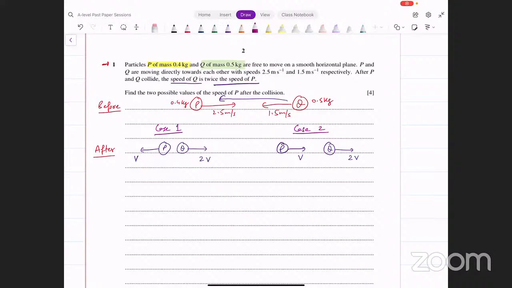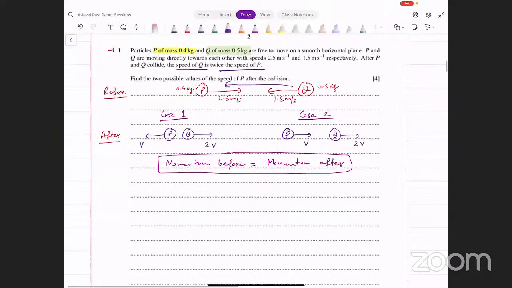Momentum before equals momentum after, in both cases, okay? So that's what I am going to be using: momentum before collision should equal momentum after collision. That's what should happen in both of the cases. Let's apply it in the first case. What about the momentum before? Now we have to consider one direction as positive. Let's say I am taking the right side as positive, okay?